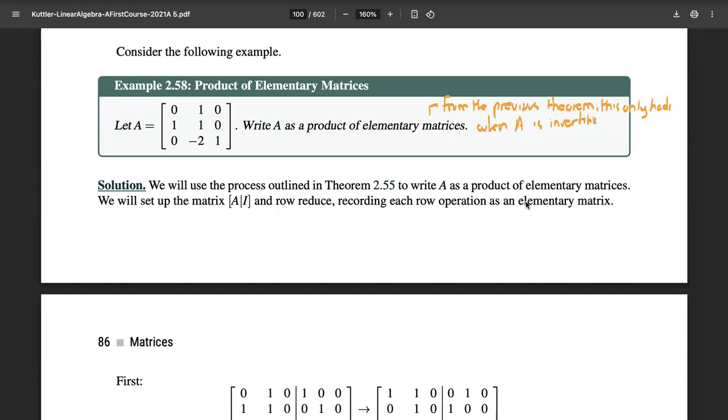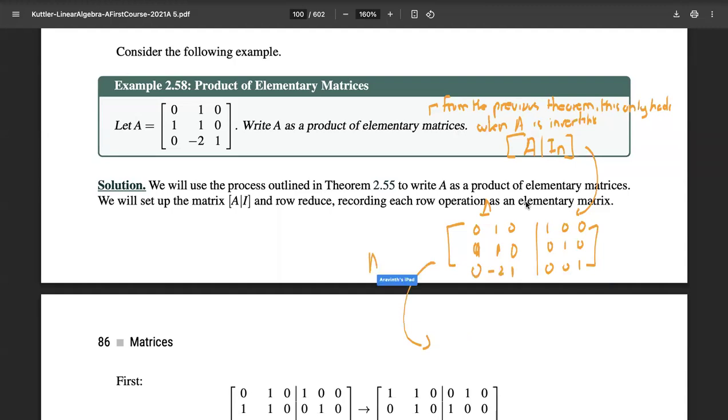And so what we want to do is we want to start at this form. So since A is 3 by 3, I have 0, 1, 0, 1, 1, 0, negative 2, 1. This is my matrix A and my identity matrix. And I want to apply elementary row operations till I get the identity matrix here. So this is my identity matrix and some other matrix here.